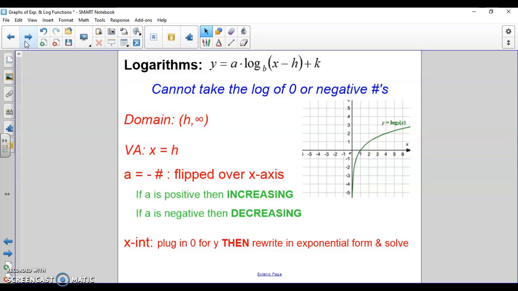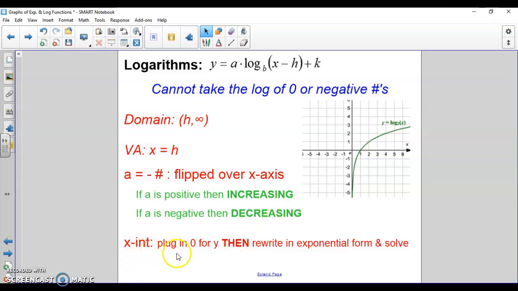So we have that. Domain is just whatever your h value is off to infinity. I'm asking for domain here. Vertical asymptote is just x equals h. Domain and vertical asymptote are going to be basically the same answer, just written a little differently. Increasing and decreasing, we're going to keep it pretty simple. If A is positive, it's increasing. If A is negative, it flips, and therefore it's decreasing. Nothing else to it.